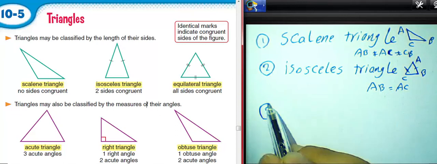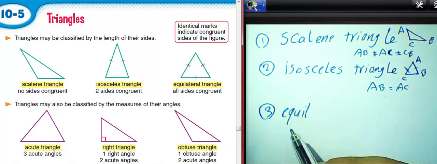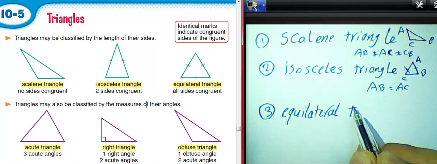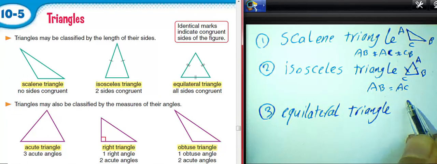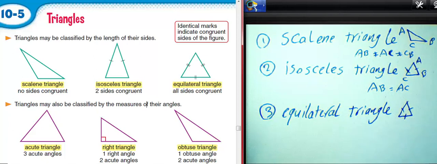Third type of triangle will be equilateral triangle. We have three sides equal in length. All sides are congruent. So we talk about triangles about their sides.